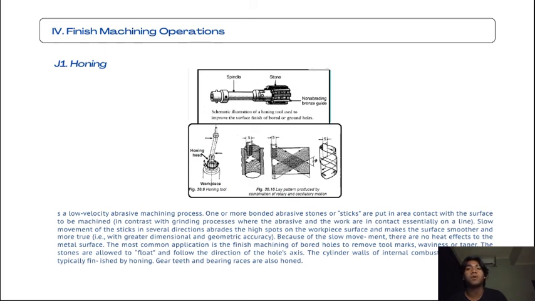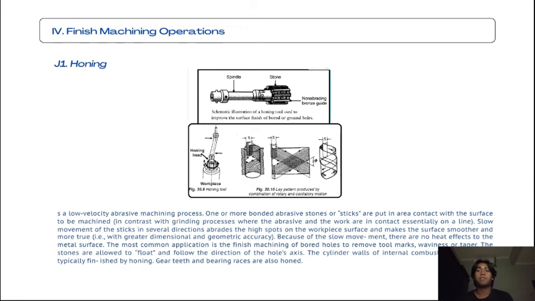So it removes only a small amount of metal, less than 0.13 millimeter, but improves the dimensional accuracy and surface finish of the surface being honed. The operation can be performed by hand, but for production situations, a machine that imparts reciprocating motion in several directions, or combined reciprocating and rotary motion, is used. Cutting fluids are normally employed.